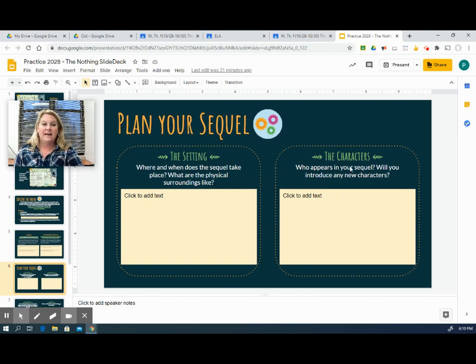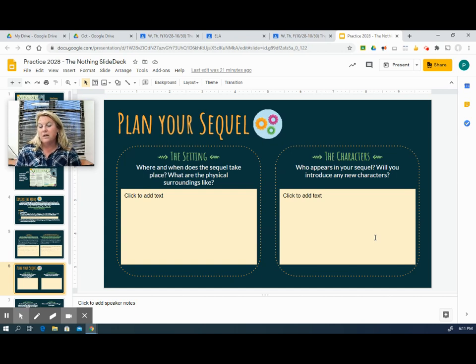Also think about the characters. Who appears in your sequel? Will you introduce any new characters? Because there was just the mom and the character, and then of course the tree in the story that we read. Is this person going to have friends? If you set it later on in their life, are they going to have children?